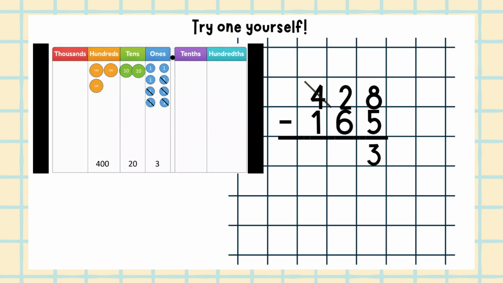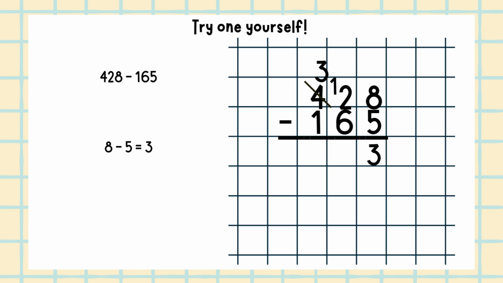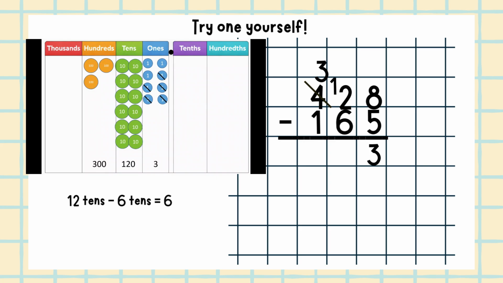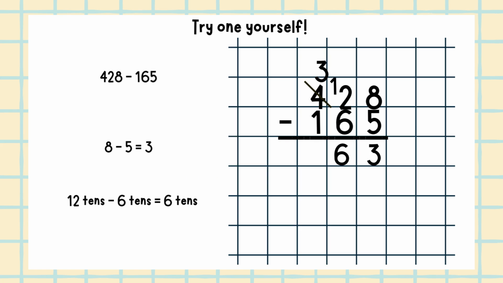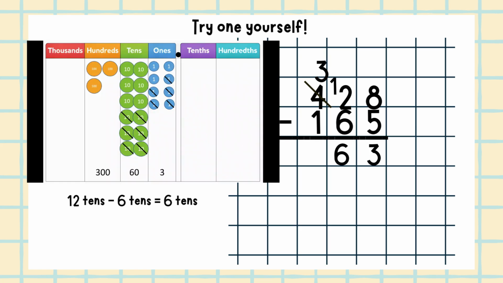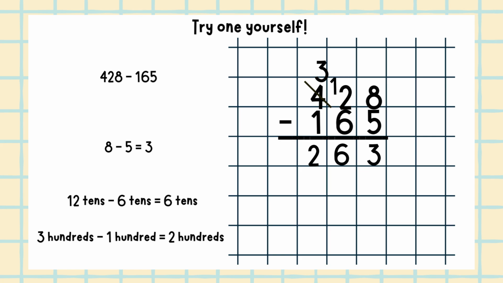Exchange 100 for 10 tens, as you can see here. And that gives us 12 tens to subtract from. Subtract 6 tens from 12 tens to give us 6 tens. And now, thanks to that exchanged 100 earlier, we now have 3 hundreds to subtract from. So 300 take away 100 equals 200. So 428 subtract 165 gives us an answer of 263.